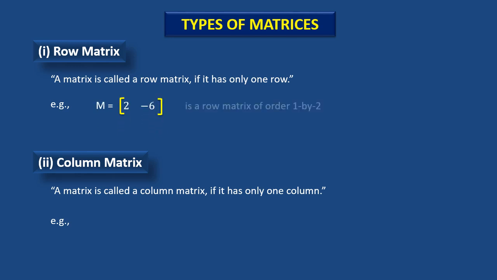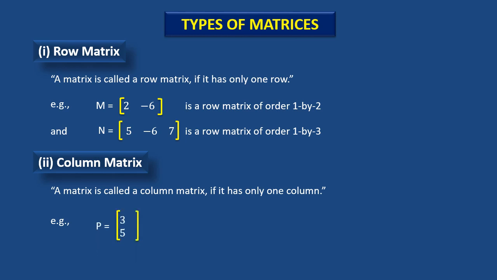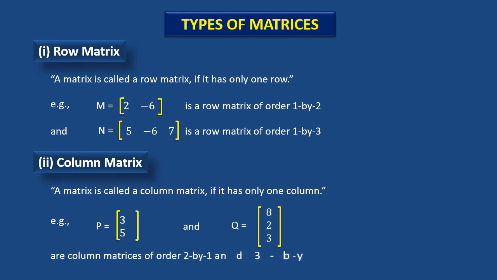matrix M is a row matrix of order 1 by 2, and matrix N is a row matrix of order 1 by 3, that is 1 row and 3 columns. On the other side, matrix P and matrix Q are column matrices of order 2 by 1 and 3 by 1 respectively.